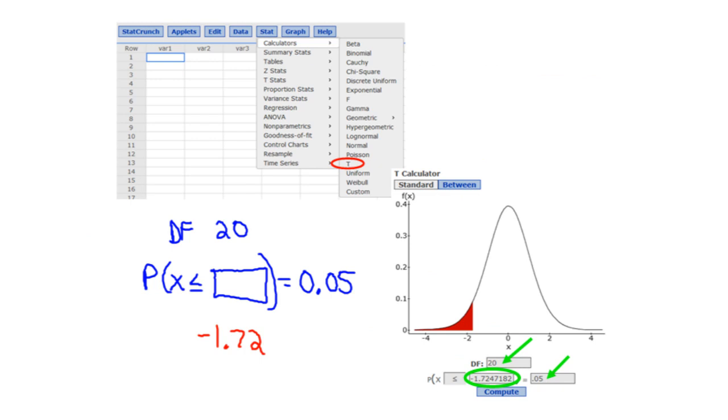All right, so I went into calculators. I went all the way down to T. I don't want between this time because I'm looking at a left tail test. So I want the area in the left tail. So I put in my degrees of freedom of 20. I put in a less than sign. I put in 0.05 on this side for the area. And then StatCrunch is going to give me negative 1.72. And so that is the t-score that we are looking for.